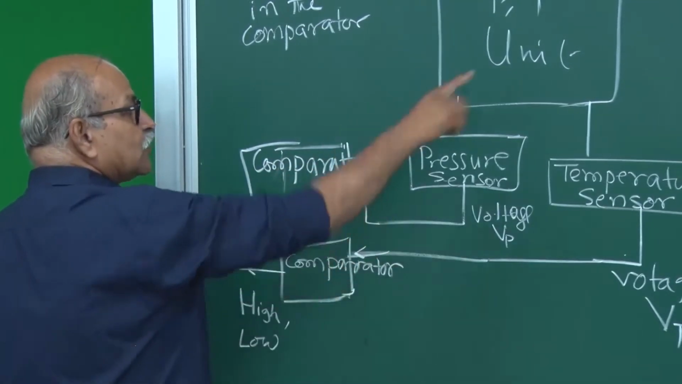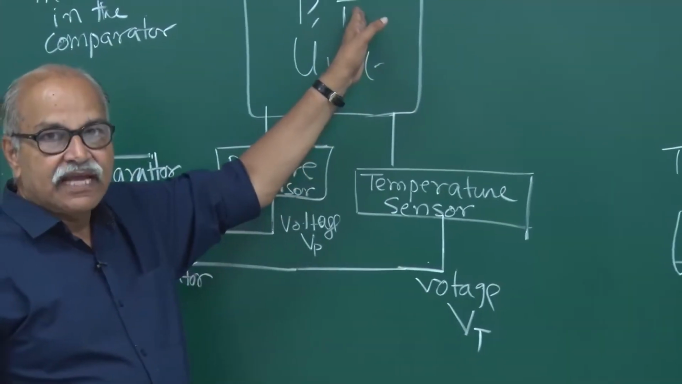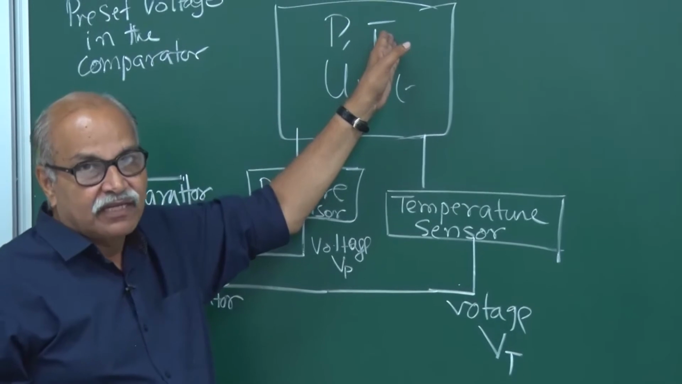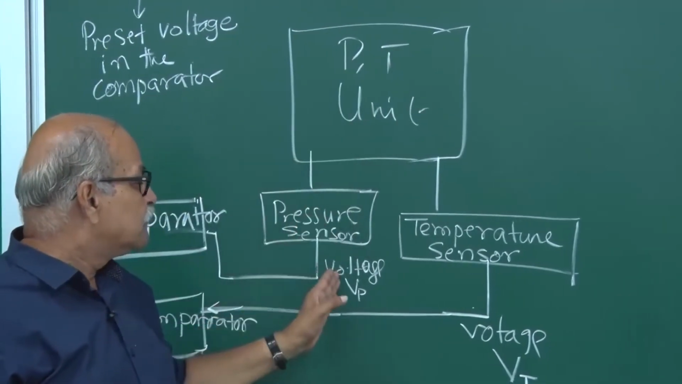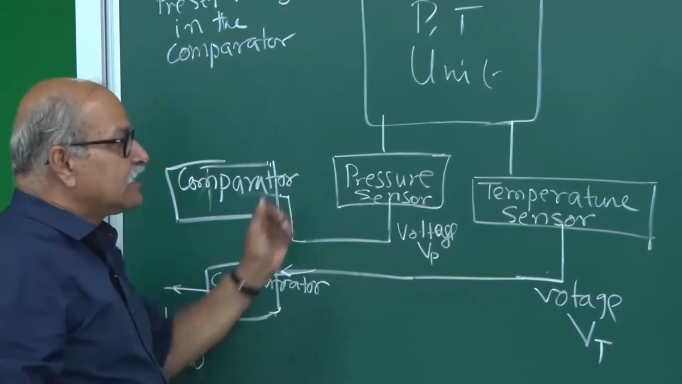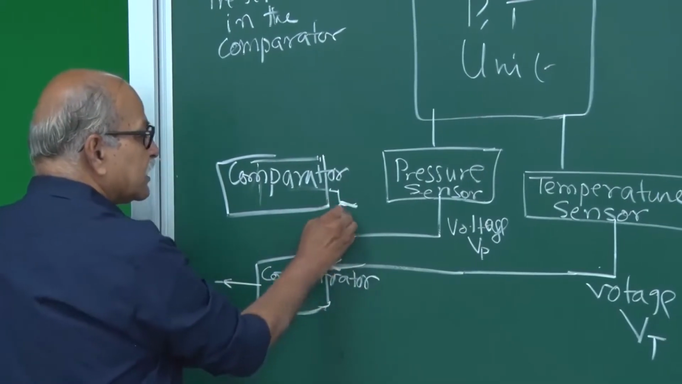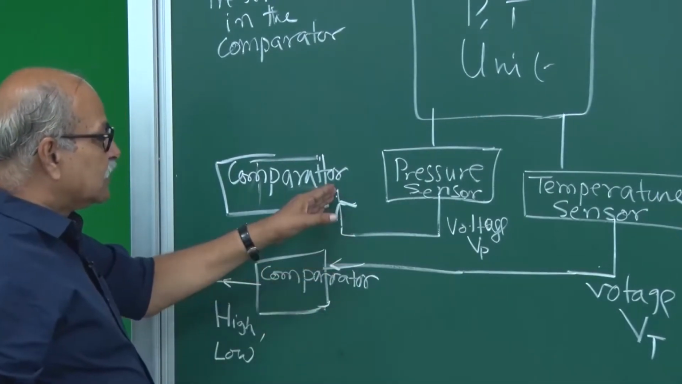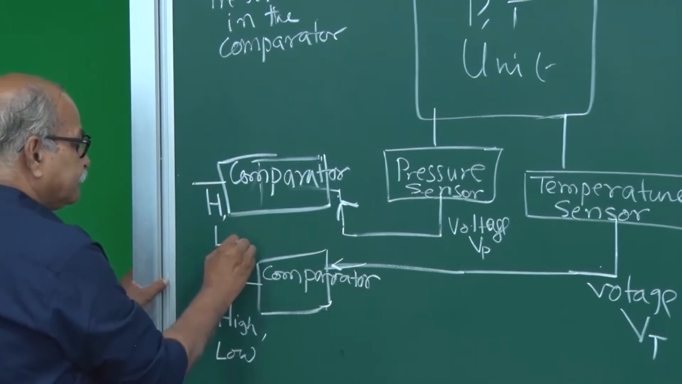And for pressure also I can set a preset value. If it can withstand 15 atmospheric pressure, how much will be the voltage? That I can preset here, and the moment this voltage comes, this is the input of this comparator. If it is more than that, it gives me high, otherwise it gives me low.